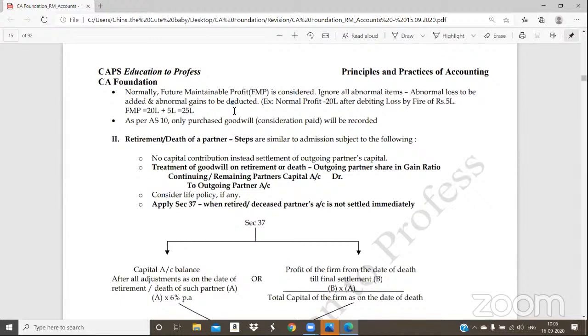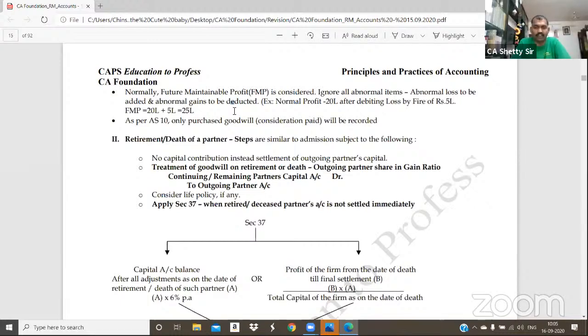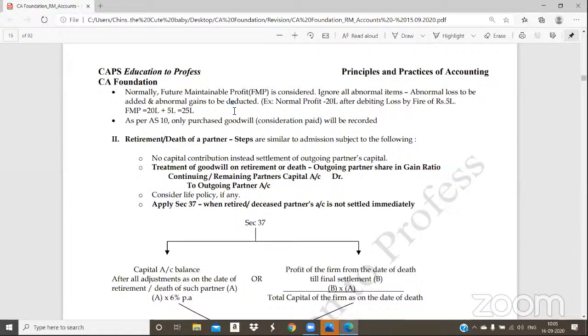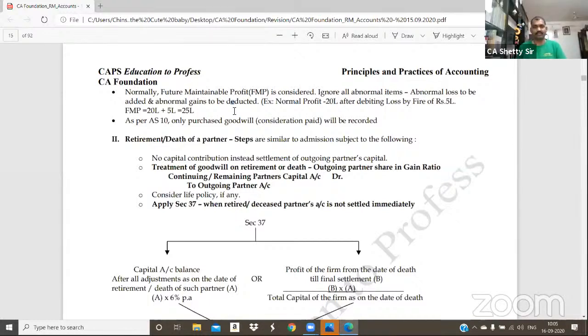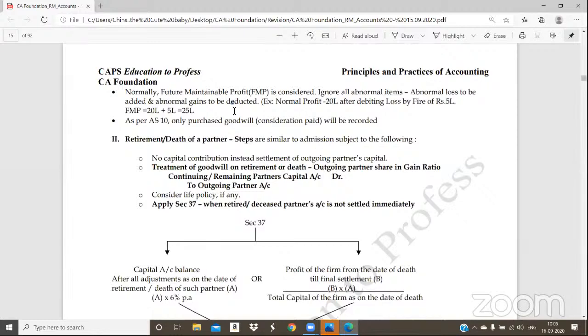Those who have not understood, I repeat. In the profit and loss account, if there are abnormal transactions, you have to remove them, exclude them. Net profit is 20 lakh after debiting 5 lakh in the P&L. What does debit mean? Does it reduce the profit or add to the profit? It reduces the profit. So that's why you have to add back. As simple as that. Understood?